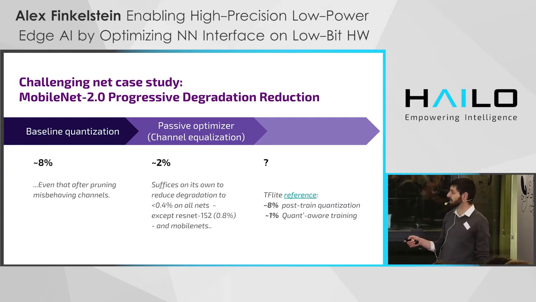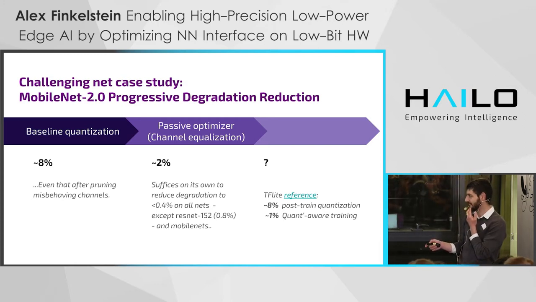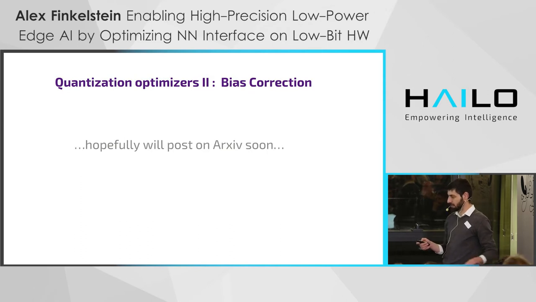On all nets, actually, except for MobileNet, at least for the ImageNet tasks and for the classic networks, this method alone is enough to get well below 1% degradation. And for MobileNets, it gets to 2%, which is also decent. But let's wait and see what happens after we add the second optimizer. This one is in the works, it's not conference grade, but we'll post some report on arXiv soon, we hope.